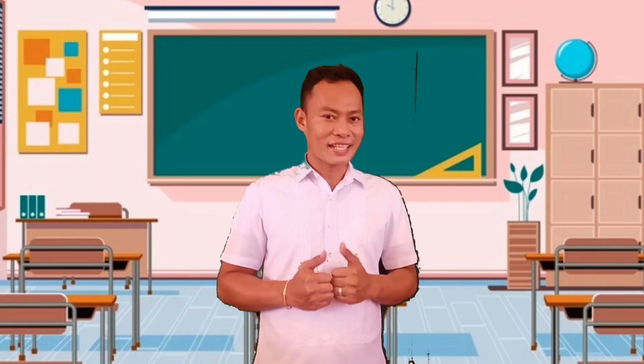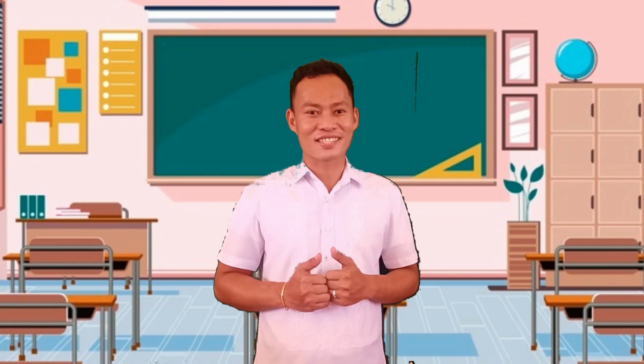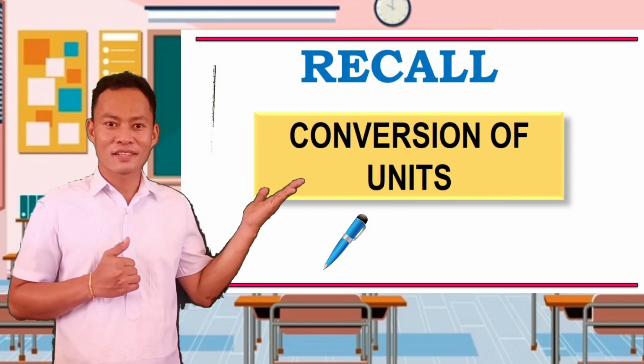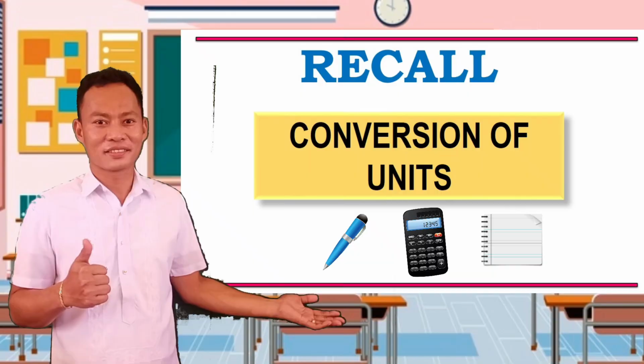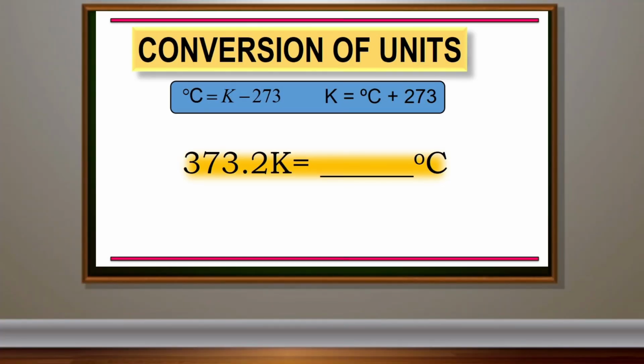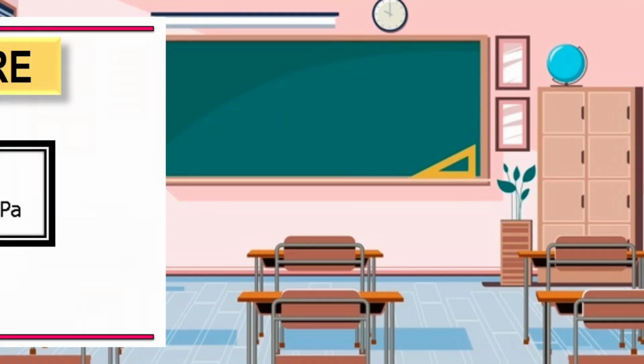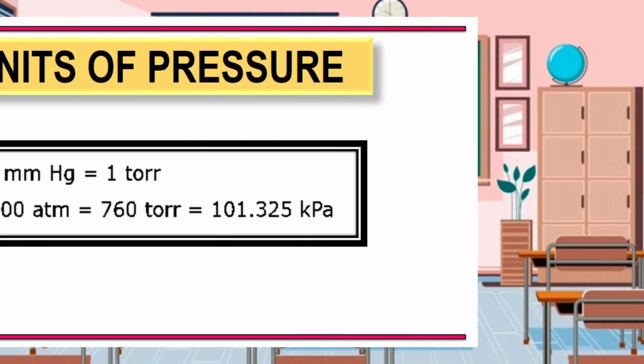Before we begin, let's have some conversion and units. Now get your pen, calculator, and paper. Are you ready? Now, what is the value in degrees Celsius when 373.2 Kelvin is given? If you answered 100 degrees Celsius, you are correct. Now let's proceed. Let us now recall some units and conversion factors for pressure.